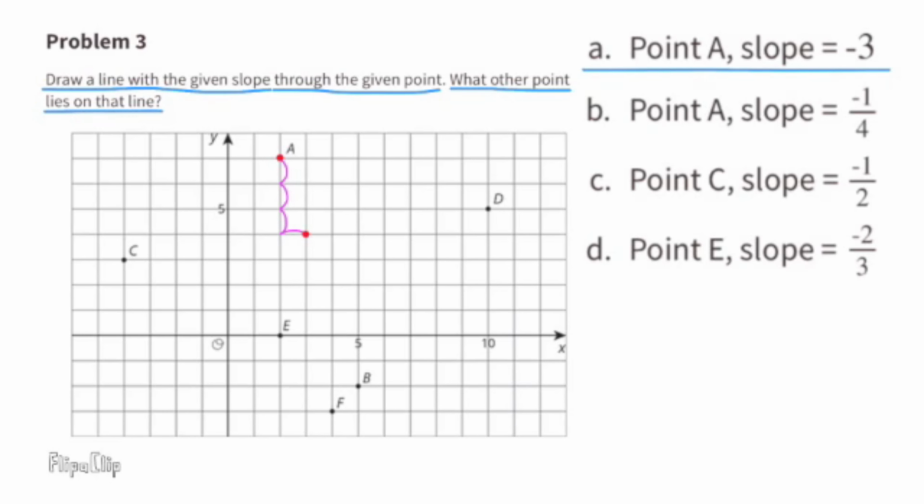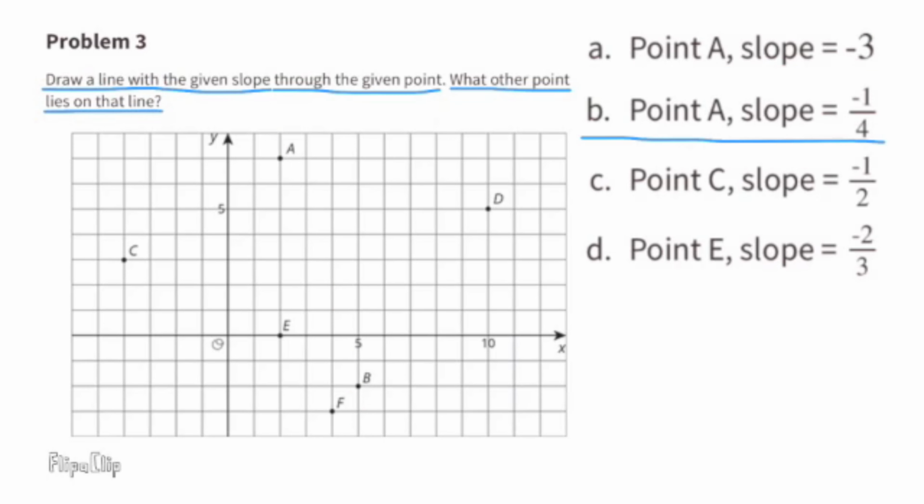I can plot more points by going down 3 and to the right 1. Down 3 and to the right 1. Here I can see that point B is also on this line. Here's a look at the line with a negative 3 slope.